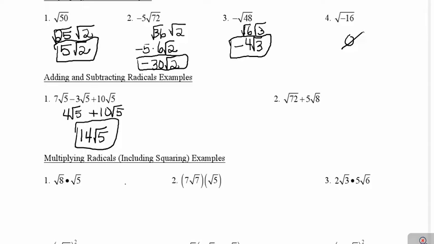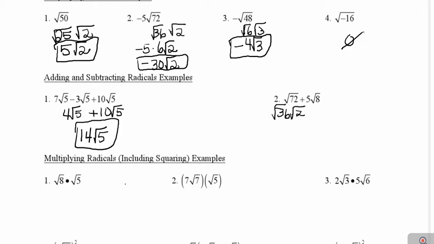In example 2, I have the square root of 72 plus 5 square root 8. Because I don't have the same numbers underneath the radical, I cannot just add them together. So step 2 would then be to see, can I simplify either of the two square roots? And in this case, we can simplify both, because I know that the square root of 72, the largest perfect square number I can divide 72 by, is 36 times 2.